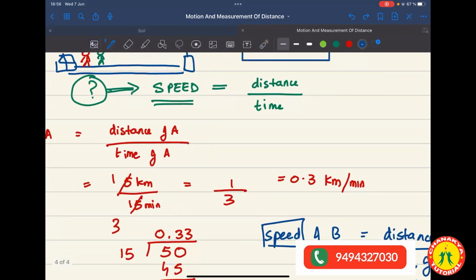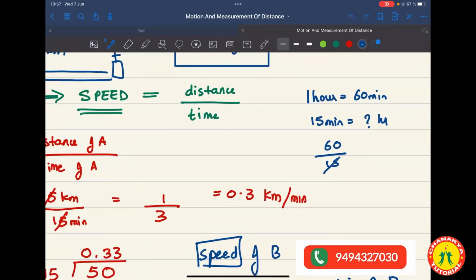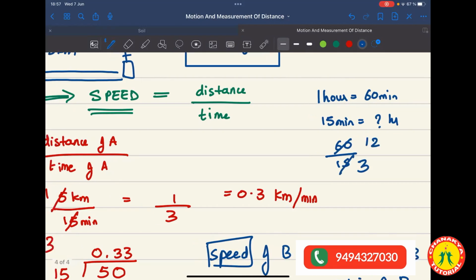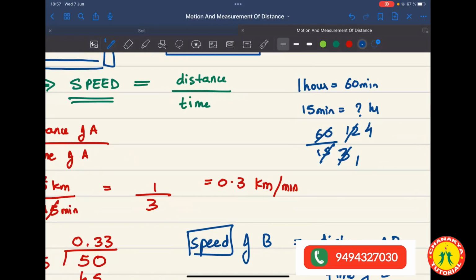So you know that 1 hour is how many minutes? 60 minutes. So 15 minutes is how many hours? You'll have to divide 15 by 60. Now, 60 goes in 5 table, 12 times. And 15 goes in 3 times. Now 3 and 12 goes in which table? 3 table. So 3 ones are 3 and 12 goes in 3 times 4. 3 fours are 12. So the answer is 4.